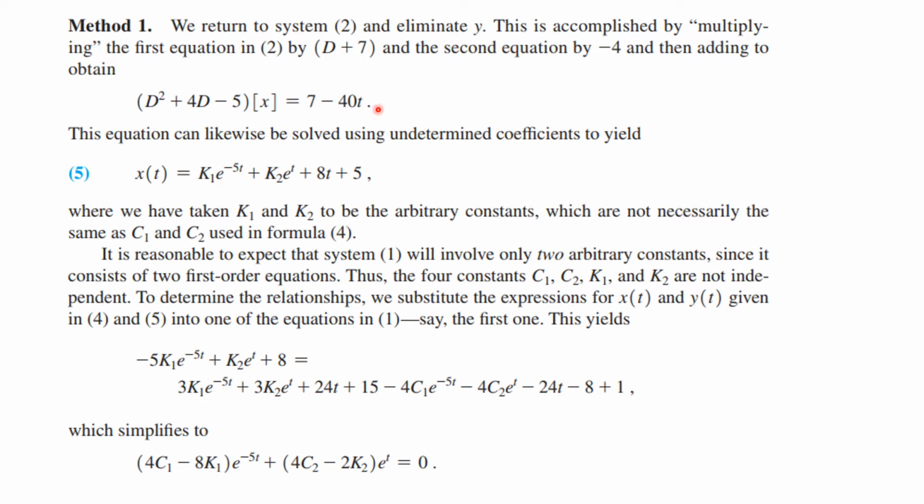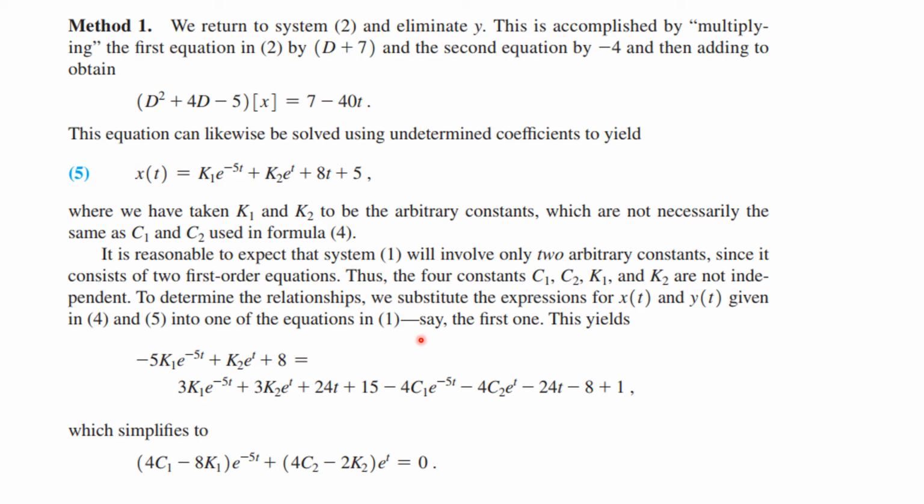Now this equation also can be solved. You would use annihilators for this side, and you'd get the homogeneous equation. And so here you would get x of t is equal to k1 e to the minus 5t plus k2 e to the t plus, and this is the particular solution, 8t plus 5. Now these k1 and k2 are arbitrary, but they're not necessarily c1 and c2. But the way we can get those consolidated, and we know that there only should be 2 arbitrary constants, since you got 2 first order equations.